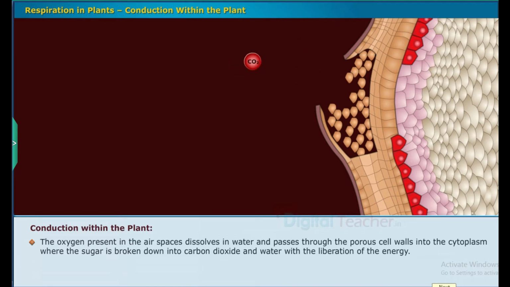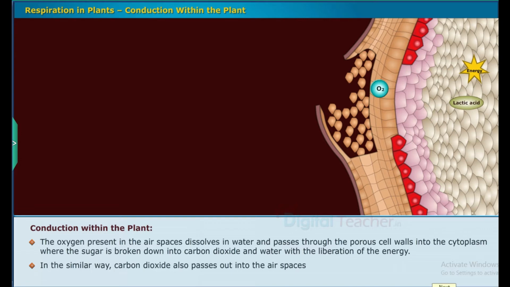The oxygen present in the air spaces dissolves in water and passes through the porous cell walls into the cytoplasm, where the sugar is broken down into carbon dioxide and water with the liberation of energy. In a similar way, carbon dioxide also passes out into the air spaces.